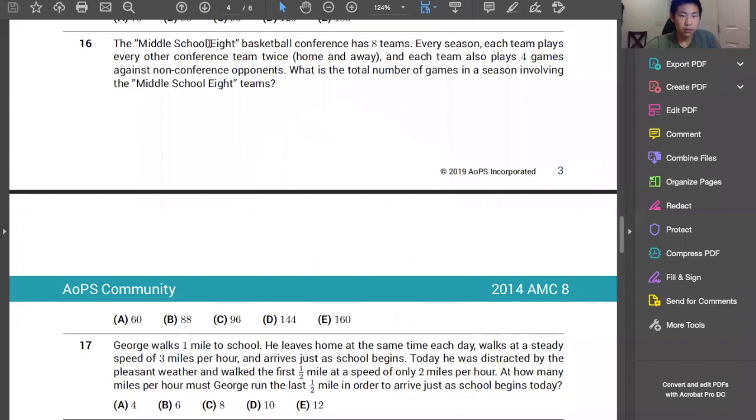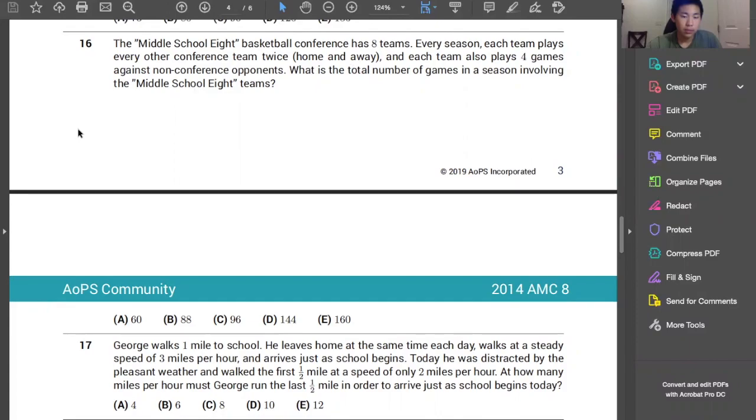So the middle school basketball conference has 8 teams, and every season each team plays each other conference team twice, and also plays 4 games against non-conference opponents. And we want to know the total number of games involving these teams. So we'll start by considering all the games within the conference.